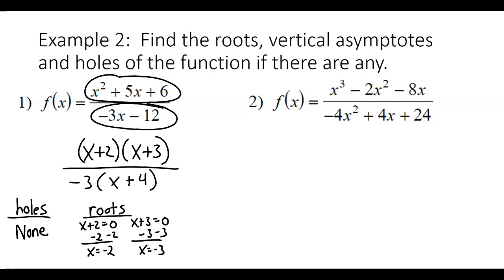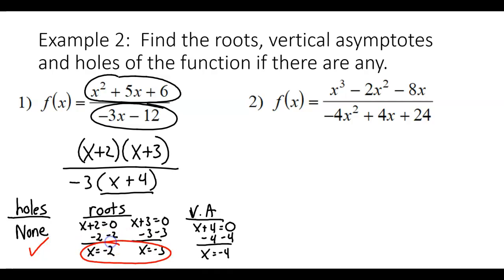The last thing we want to look for is our vertical asymptotes. And that's where whatever's on the bottom equals 0. And so I only have one factor that I can actually set equal to 0, and that's x plus 4. And so if I solve that, I get x equals -4. So this function has no holes. It has 2 roots and 1 vertical asymptote. Okay? So factor first, then you look for the holes, then roots, then vertical asymptotes.